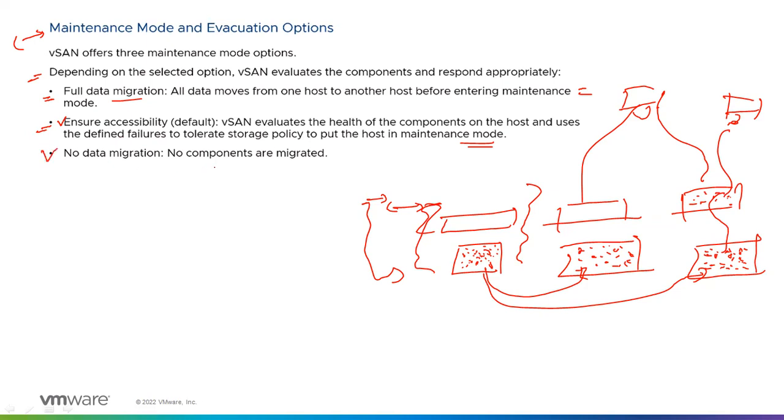Then no data migration: no components will be migrated at all. Your data stays here, so it will not take care of anything. So it's not a preferable method unless you are just going to destroy your cluster. Okay, so the most prominent method, especially for maintenance activity where we want to bring the host back, is always to go with ensure accessibility. And if we want to do a hardware replacement or remove that host permanently from the cluster, then we go with full data migration.